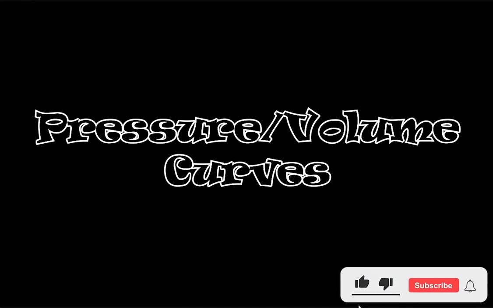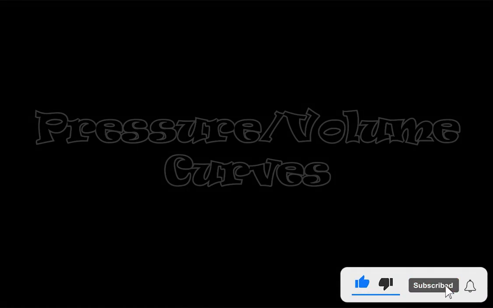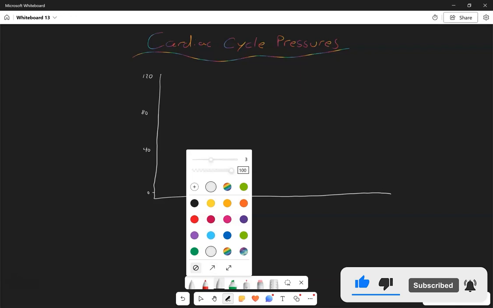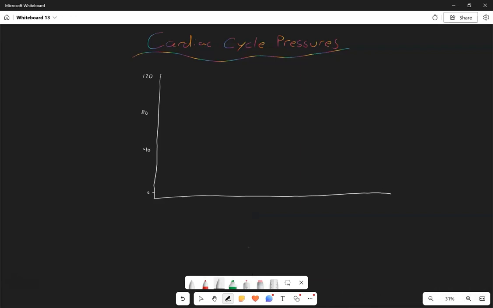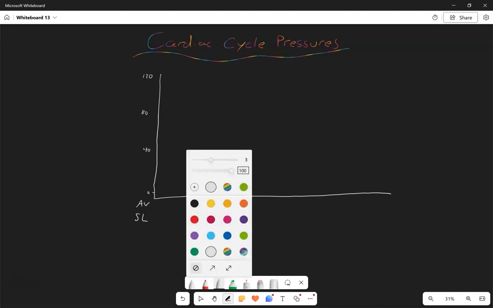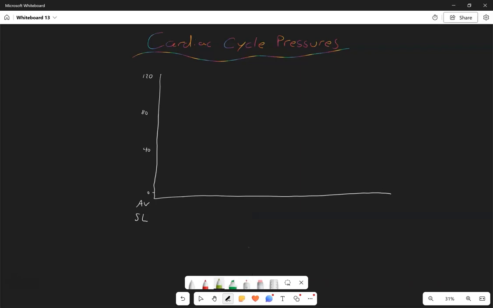Right, let's take a look at some of these pressures of what's happening during the cardiac cycle. And then I also want to look at what's happening in our AV valves and what is happening inside of our SL valves. Okay, so again, we are going to start at rest. At rest, ventricular and atrial diastole.